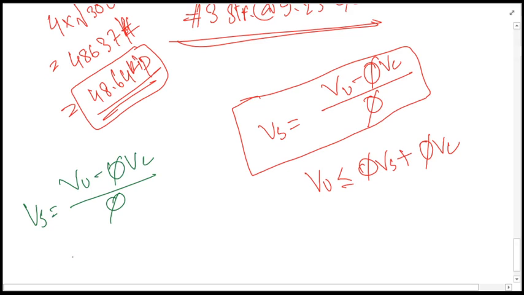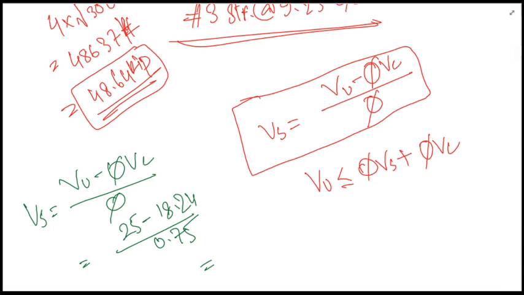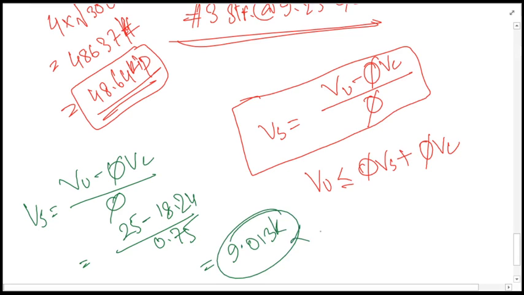So in this case, this will be 25 minus 18.24 divided by 0.75, which gives us the value, 25 minus 18.24 divided by 0.75, and that equals 9 point something, so 9.013, which is again less than the 4 root fc prime bwd we have obtained here.